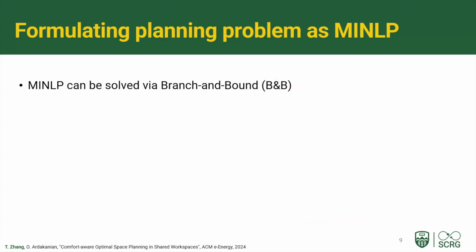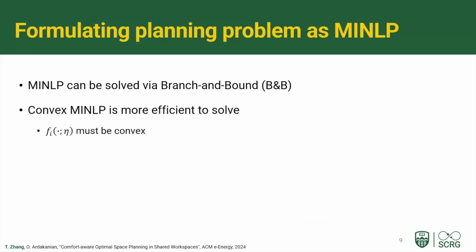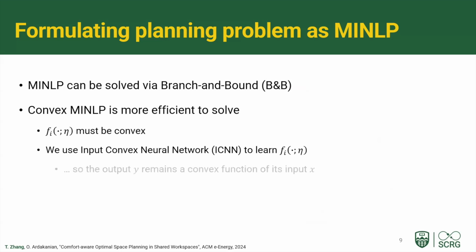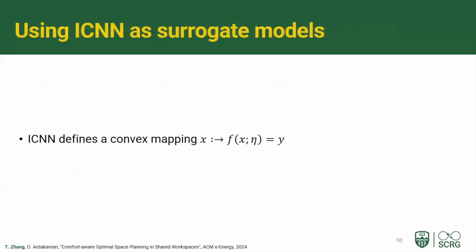This problem is NP-hard, primarily due to the integer constraints. However, the branch and bound method can be used to solve it. If the problem is convex, then branch and bound can solve it more efficiently, and the results can be near optimal. This implies that the zone HVAC energy consumption that we mentioned before must be approximated using a convex function. To achieve this, we use input convex neural networks. This particular type of neural network is designed to ensure that the model output remains convex with respect to its inputs.